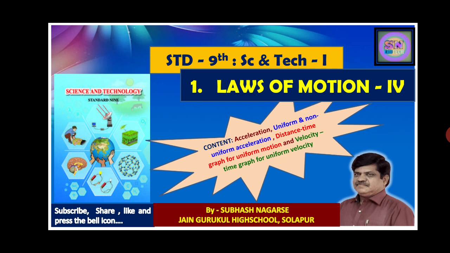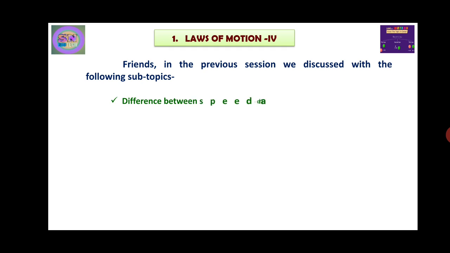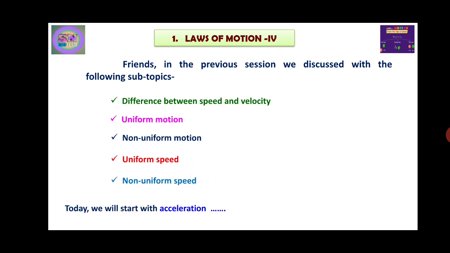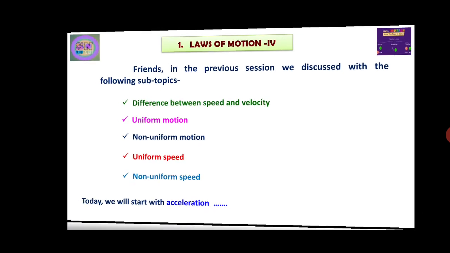In this session, we are discussing acceleration, uniform and non-uniform acceleration, the distance-time graph for uniform motion, and the velocity-time graph for uniform velocity. So friends, in the previous session, Laws of Motion Part 3, we discussed the following important subtopics: the difference between speed and velocity, uniform motion, non-uniform motion, then uniform speed and non-uniform speed. Today we will start with acceleration.